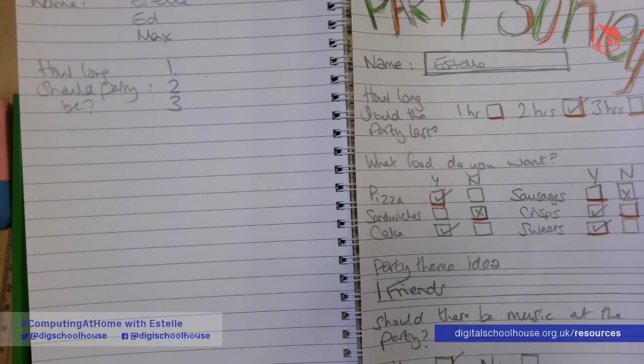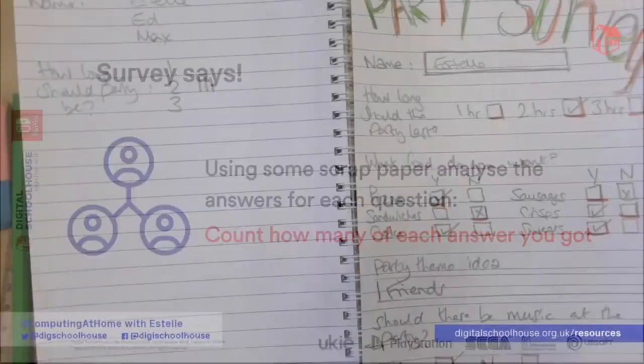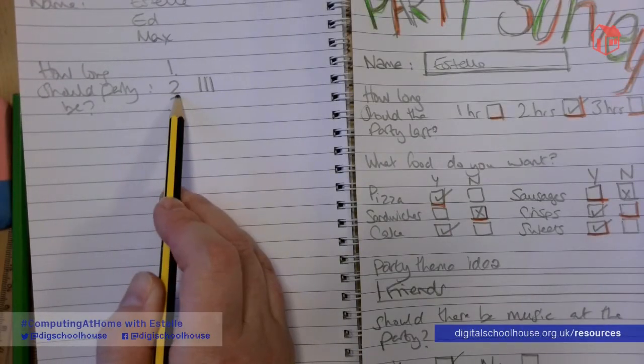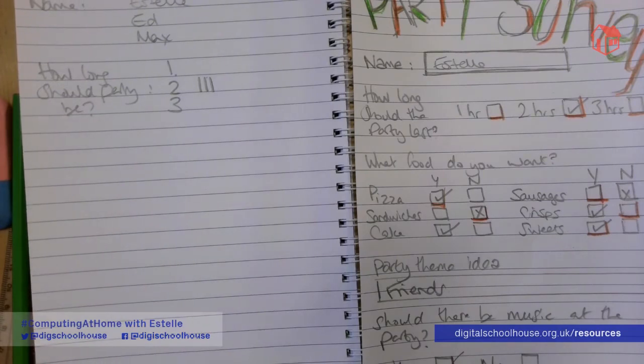Just to show you what we're doing, I'll very quickly jump back to the right section and show you that now. Okay, so what we're doing is counting how many of each answer we got. I'm just going to use a tally to do that. All three people who filled in my survey wanted it to be 2 hours long. So let me jump over and show you what I mean. There you go. All three people said they wanted it to be 2 hours long.